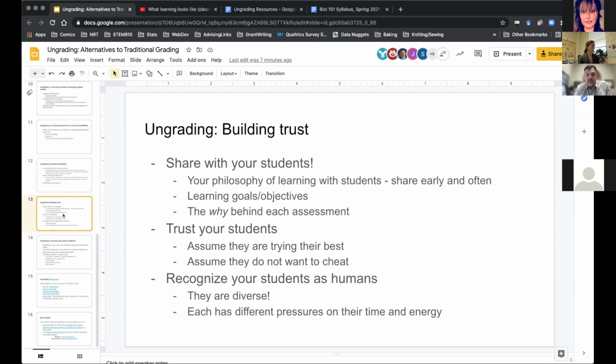One thing that Jesse Stommel says is trust your students. And this is, I think, critical, right? Believe in your students, assume that they are trying their best, given whatever circumstances their life is throwing at them, and assume that they do not want to cheat. I can't emphasize that enough. I don't think our students are here to cheat on purpose.